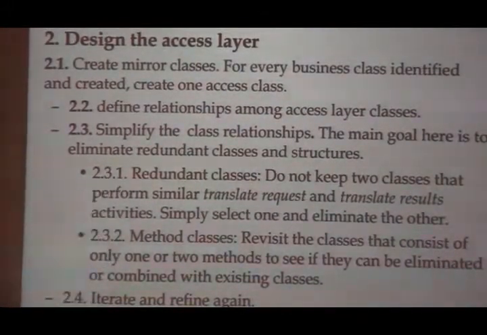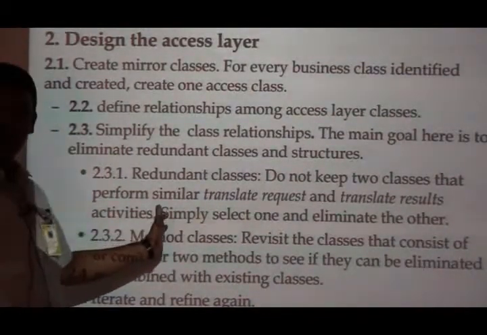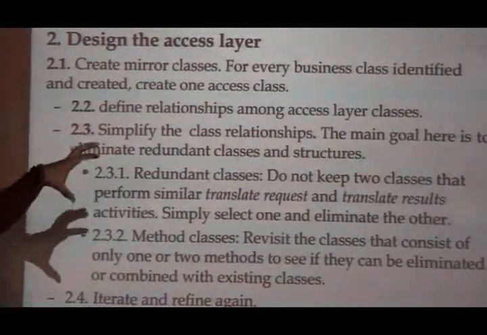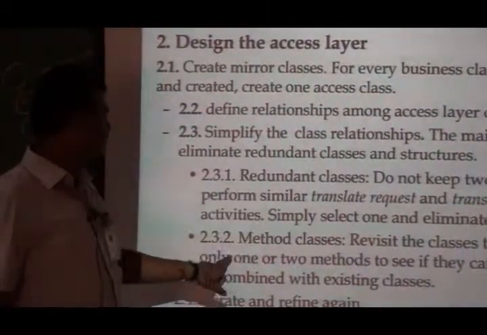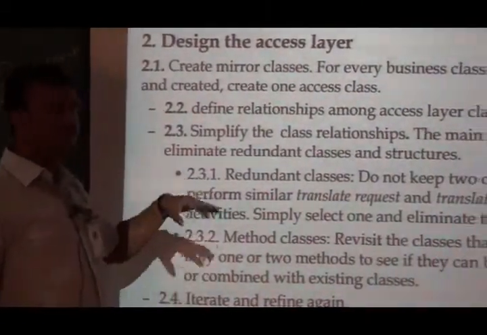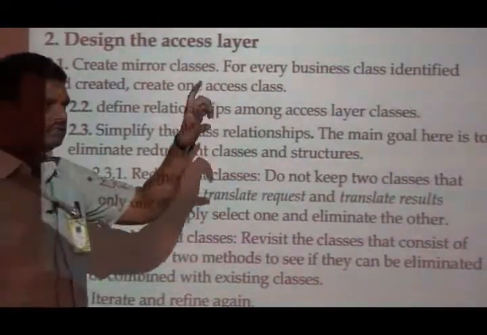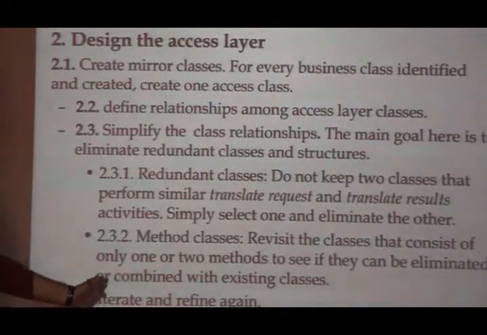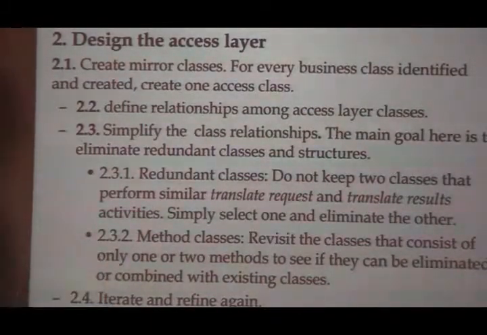What do you mean by redundant class? Two classes that perform the same translate request and translate results. We are going to simply select one and eliminate the other. That is the redundant class. The method class: suppose we revisit the classes, some classes have only one or two methods. Those classes can be eliminated or combined with existing classes. That is the method class. Finally, iterate and redefine the whole design.